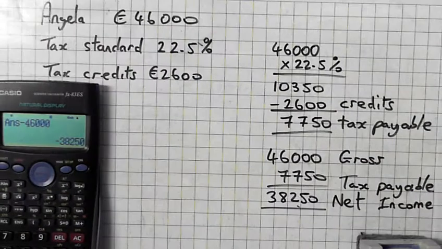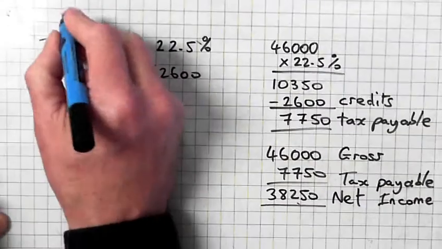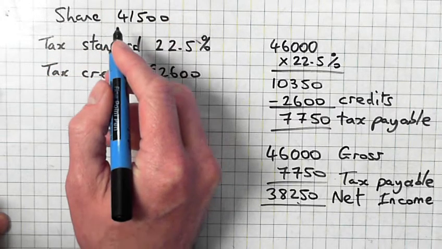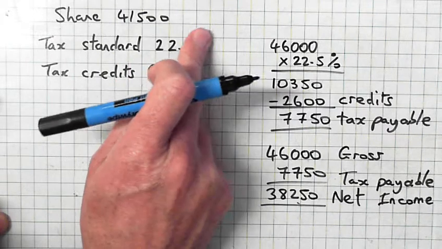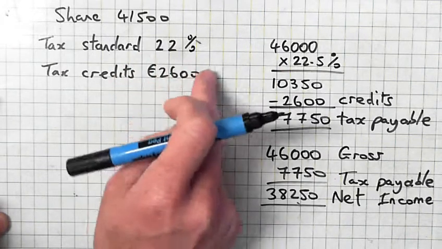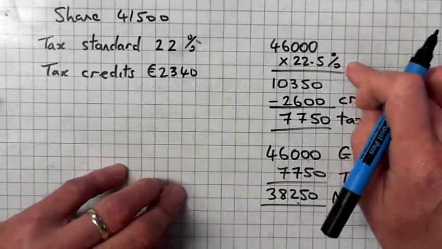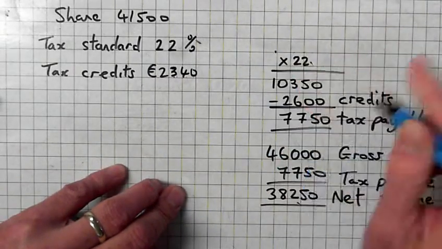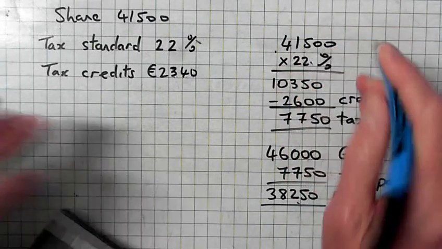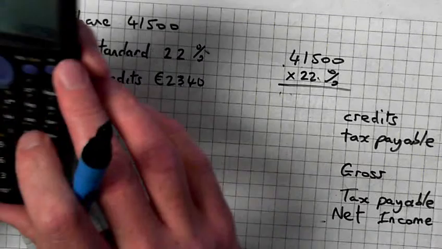Okay, we'll look at question 3 as well. Question 3 is Shane earns 41,500. He pays tax at a rate of 22%, and his tax credits are 2,340. So this time up here we'll just change the amounts. So Shane earns 41,500 times 22%. So we'll just rub out. 9,130 euro.